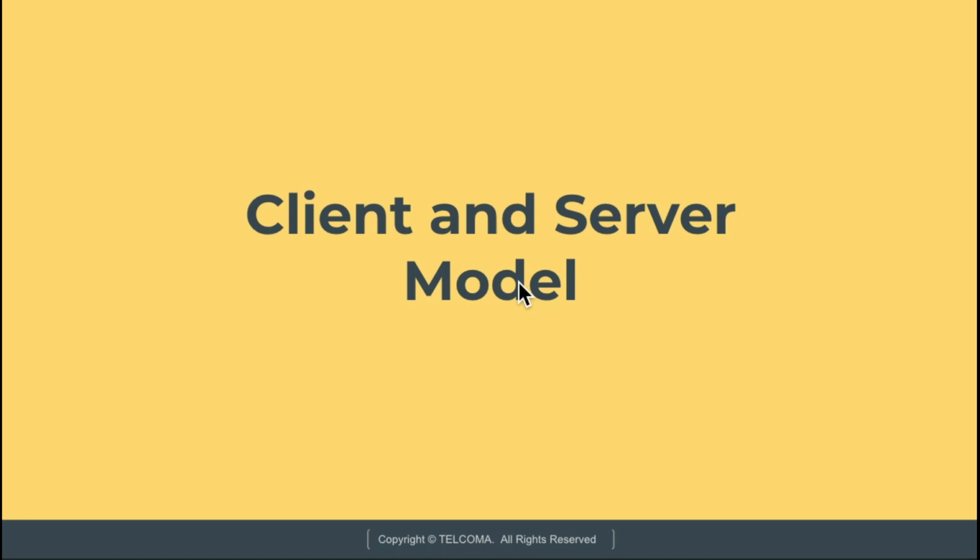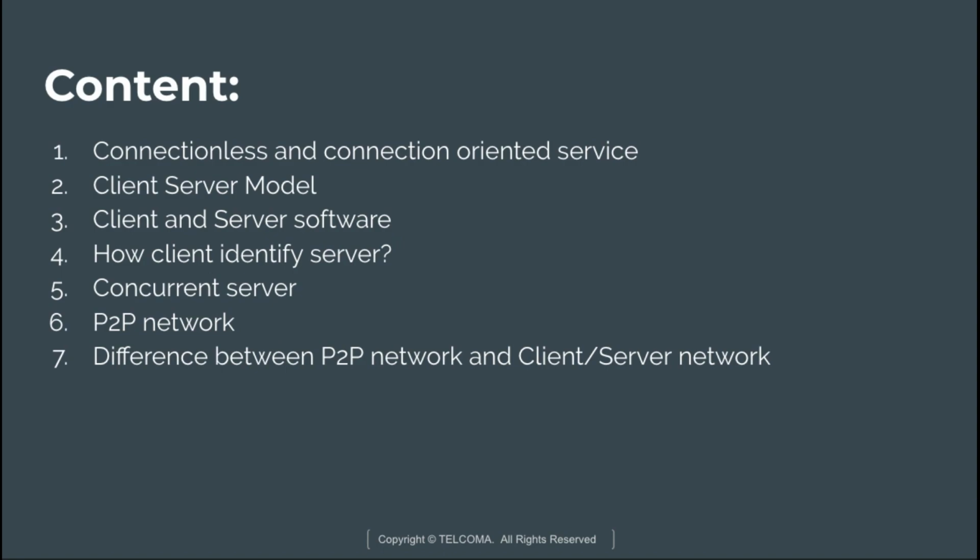So today we are going to discuss the client and server model. In this chapter we are going to discuss various things like connectionless and connection oriented services. Next we will discuss the client server model and the software. Then we will discuss how a client identifies the server. Then we will discuss various terminologies like concurrent server, P2P network, and the difference between the P2P network and client server network. So let's start with the very first.